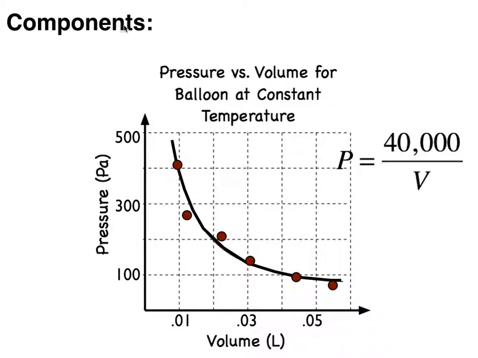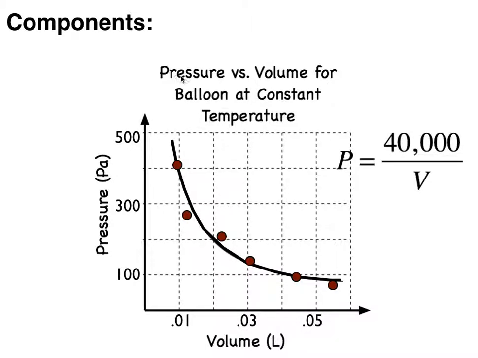So the parts of a good graph, or the components that you want to have in all of your graphs, are labeled axes: volume in liters, pressure in pascals. The labels must include the variable and the unit. Your axes must also have a valid scale. So in this part, you can see we're going up by 0.01 for each of the lines. You can see going up vertically, they're each worth 100 points. Okay, so 100 pascals, 200, 300, 400, 500.